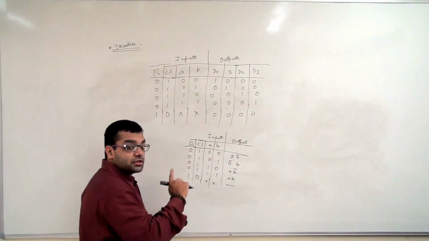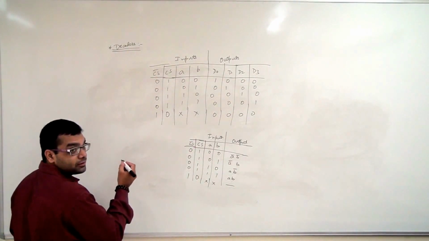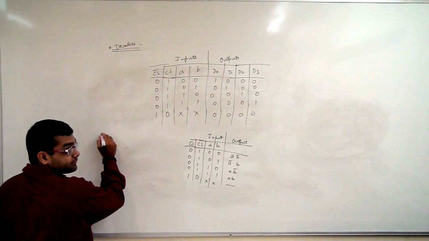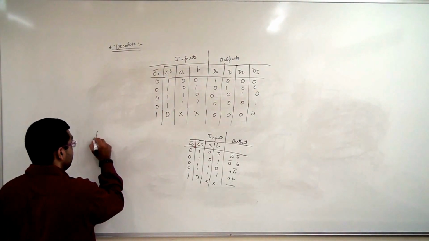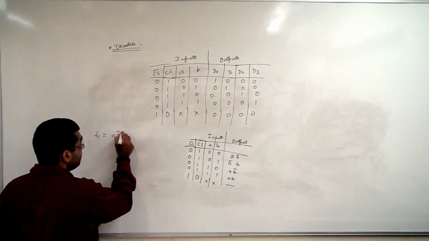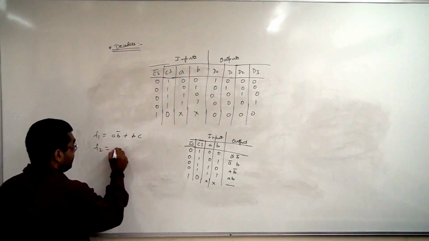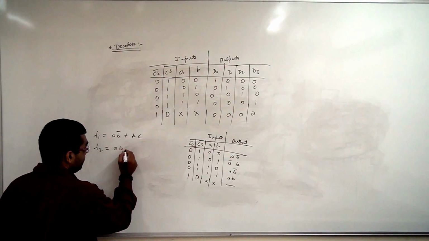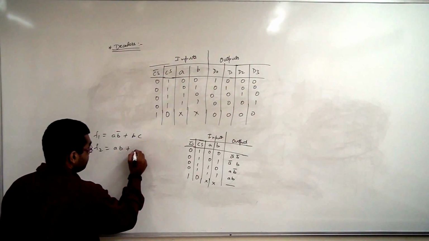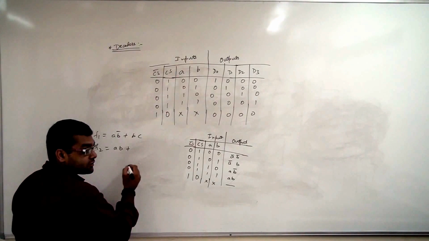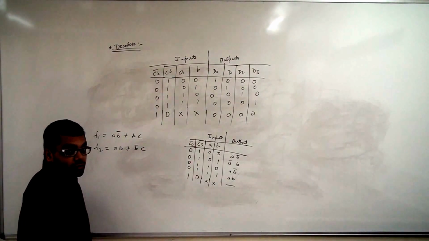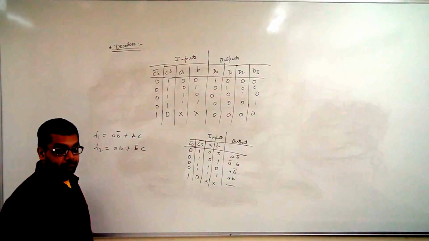So what is the use of this decoder? Suppose, for example, we are given a function like this. Say we talk about three variable functions, say F1 is A B bar plus BC. Similarly we have F2, say AB plus B bar C. Now I want to implement this function using the decoder.